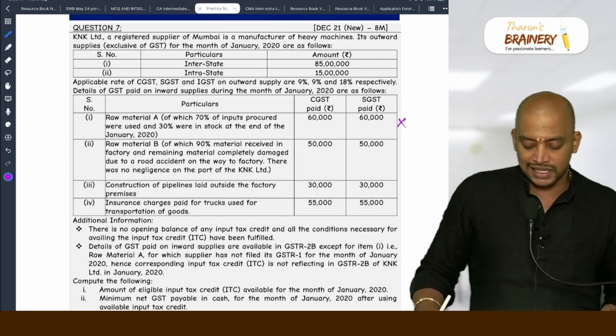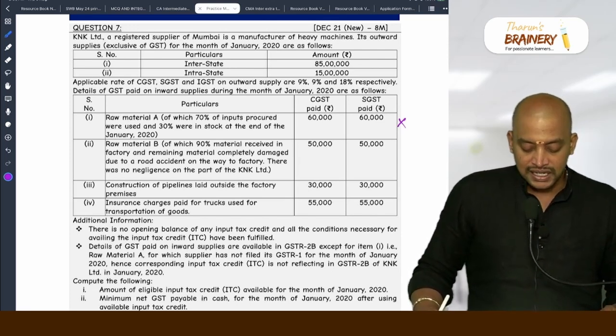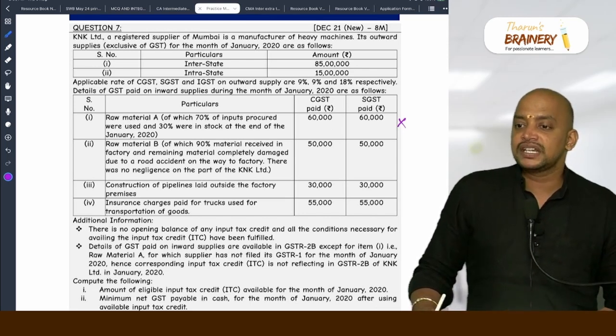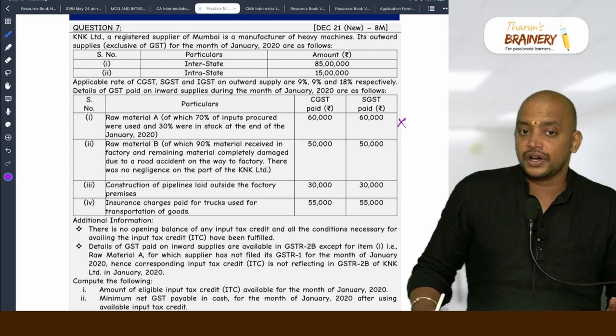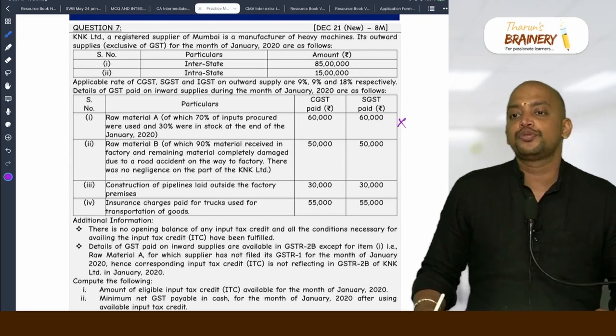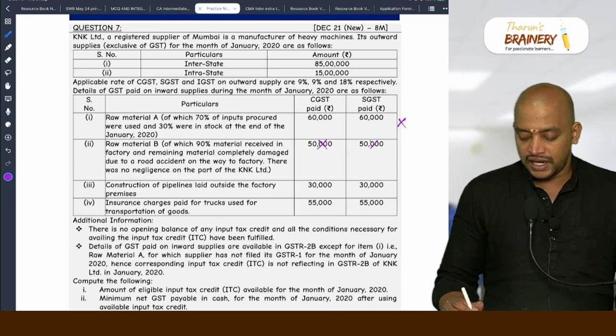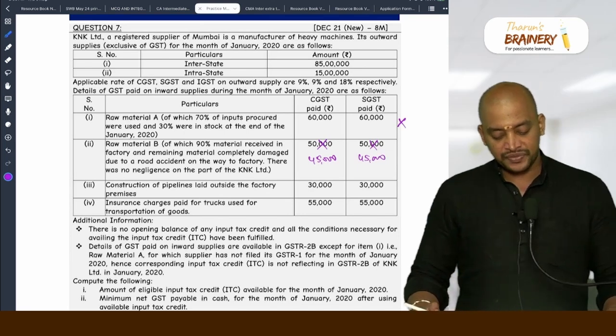Raw material B, of which 90% material was received in the factory and the remaining material was completely damaged due to a road accident on the way to the factory. There was no negligence on the part of K&K Limited. Even then, if the purchased goods are lost, destroyed, stolen, written off or disposed of by way of gifts or free samples, we cannot take full ITC, only 90%, that is 45,000, can be availed.